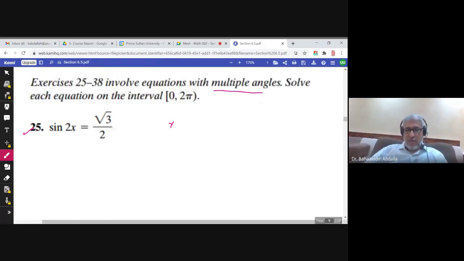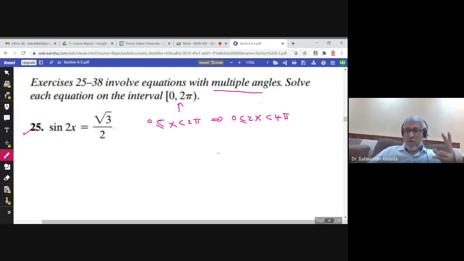Again, I know that x is between 0 and 2 pi. Now I don't need x, I need 2x. So I multiply by 2. So 2x is between 0 and 4 pi. This means the first two revolutions. Use the calculator to find sine inverse of square root of 3 over 2. What is sine inverse of square root of 3 over 2? I guess it is pi over 3.